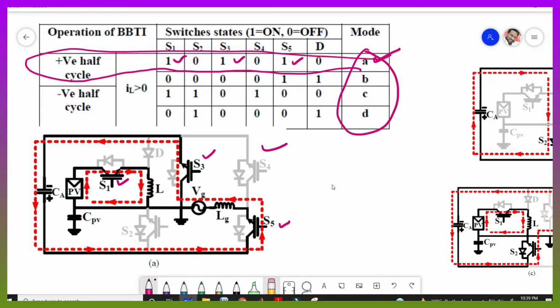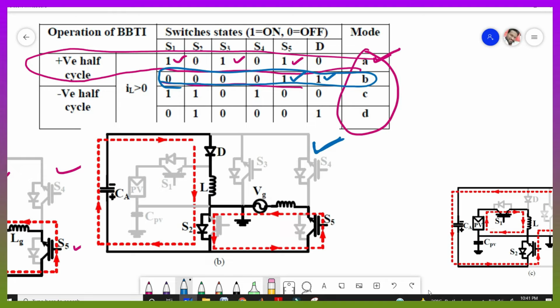In the second mode of operation, mode B, switch 5 is on and diode D is on. This diagram shows the second mode of operation B. So here only switch S5 and diode D are turned on, and the solar panel is completely turned off. If the solar panel is completely turned off, then how do we give power to this grid? By using this auxiliary capacitor.